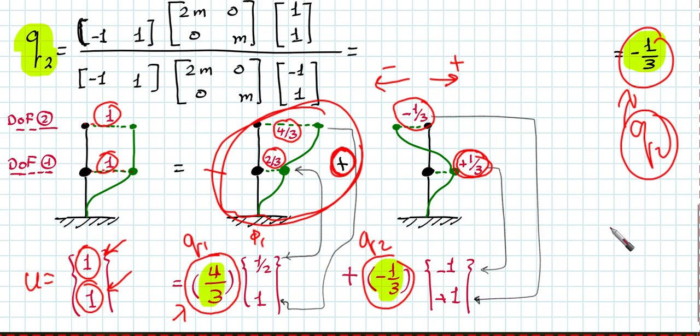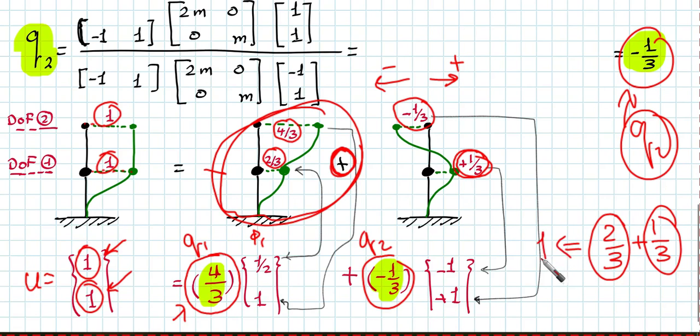Okay, so 2/3 from the first mode plus 1/3 from the second mode shape. This is the contribution in order to give us 1 for the first degree of freedom, or for the first coordinate. And for the second coordinate, we are going to have minus 1/3 plus 4/3, in order to give us 1 also for the second degree of freedom, or for the second coordinate. Okay, do you understand this?